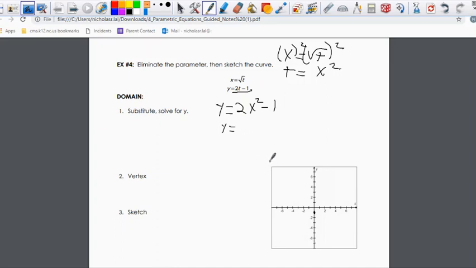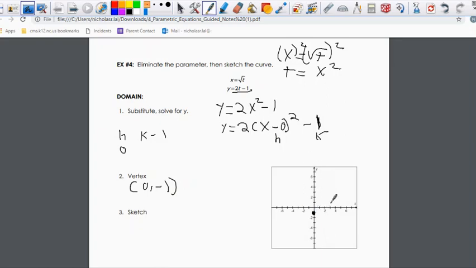And if y is equal to 2x squared minus 1, we can rewrite this as y is equal to 2 times (x minus 0) squared minus 1. As we rewrite in this form, we see that the vertex is going to be at (h, k), where h is 0 and k is negative 1. So a vertex at (0, -1). Right here, the vertex is (0, -1).